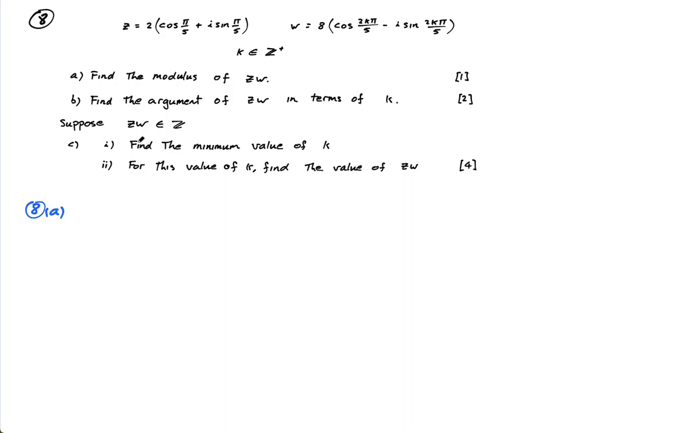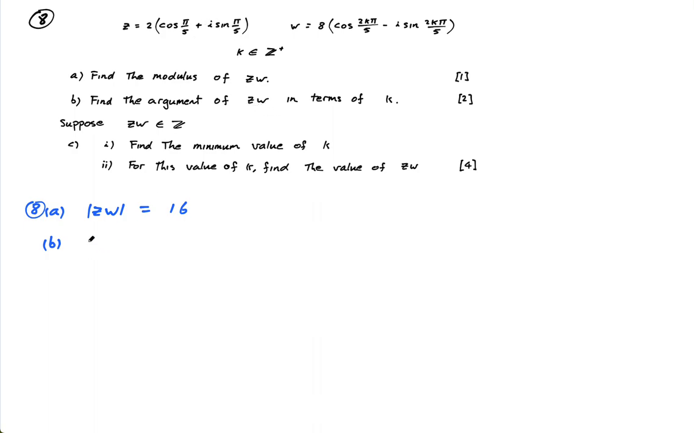So the modulus of z is 2 and the modulus of w is 8. So the modulus of zw is 2 times 8, which is 16. That's just 1 mark, easy. Part B, find the argument. So we just add the arguments.